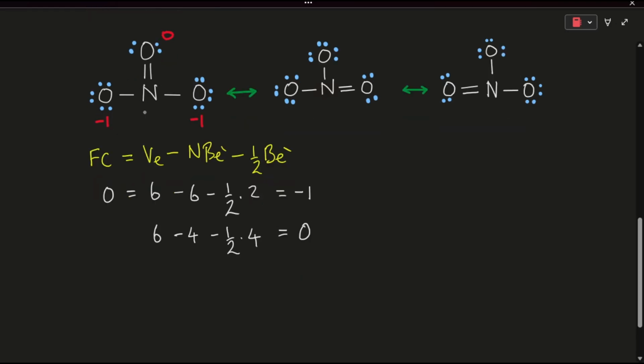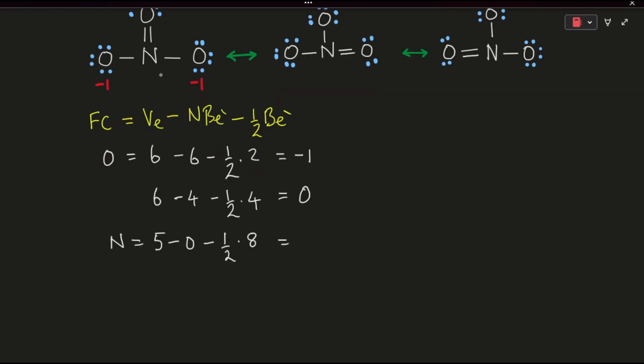Now, for nitrogen, the number of valence shell electrons for nitrogen is 5. The non-bonding electrons is 0 because all the valence shell electrons of nitrogen are involved in bonding. Minus half the bonding electrons for nitrogen, which is 8. We have 2 here, and 4 here, making 8 bonding electrons for the nitrogen atom. So the formal charge on nitrogen is +1.